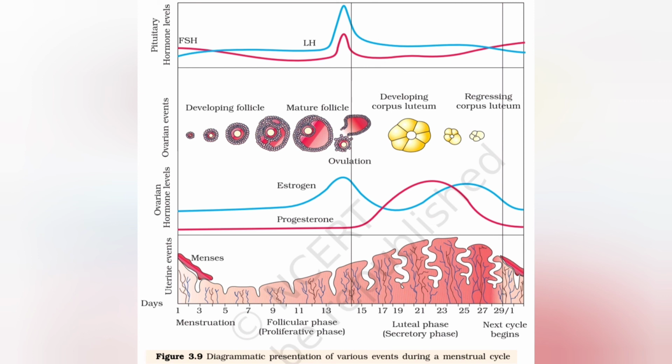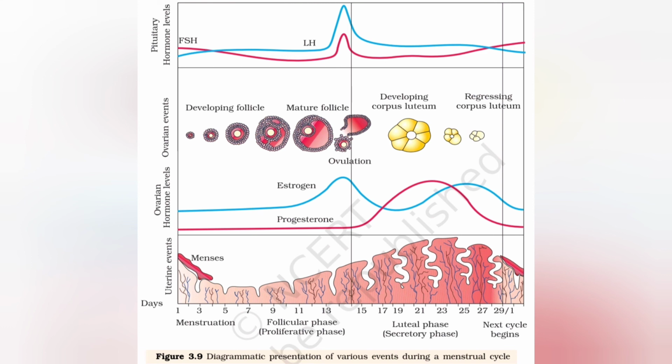The last one, the bottom one, is uterine changes, in which the first 3 to 5 days show menstrual flow. Then it is getting regenerated. Then the ovarian hormones estrogen and progesterone are shown. They simultaneously act on uterine recovery. Here, the luteinizing hormone and FSH simultaneously result in ovulation. Here, ovarian events are shown: development of follicles from primary follicle to Graafian follicle, and finally ovulation.